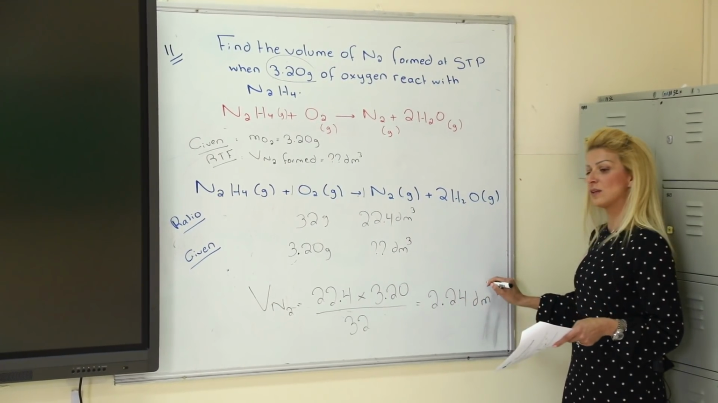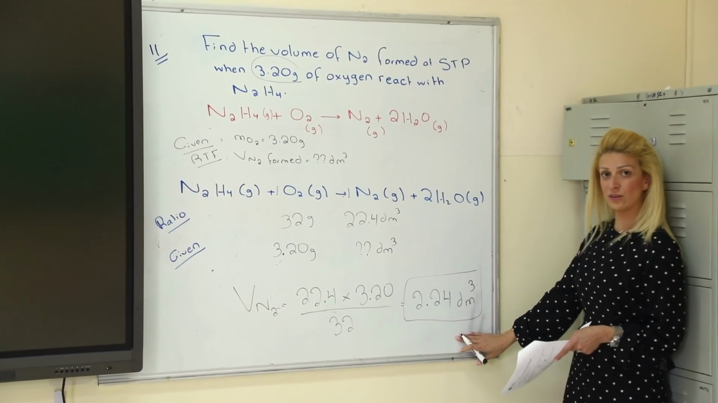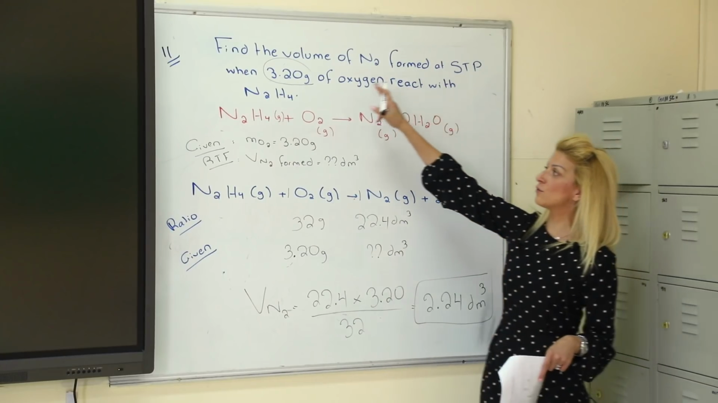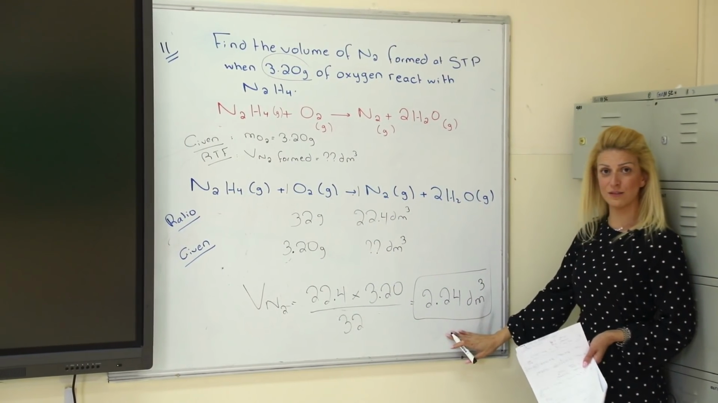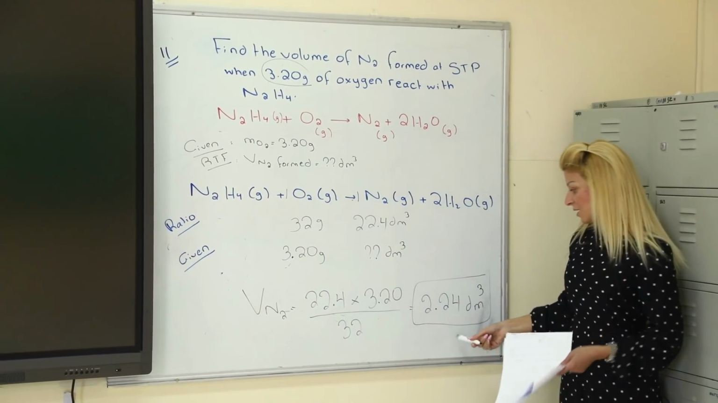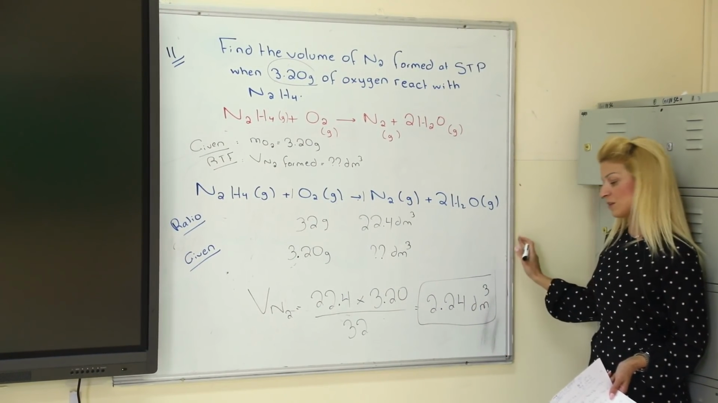2.24 decimeter cubed. If we check our answer to see whether it's reported to the correct number of significant figures, we see that it's correct because it should be 3 significant figures according to the given, which is also 3. So our final answer will be 2.24 decimeter cubed.